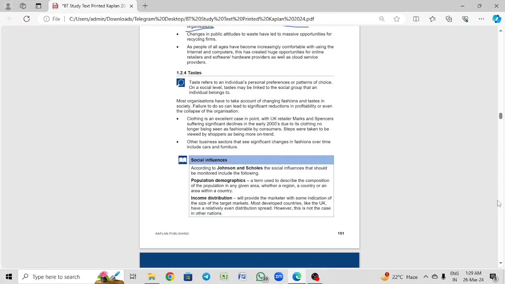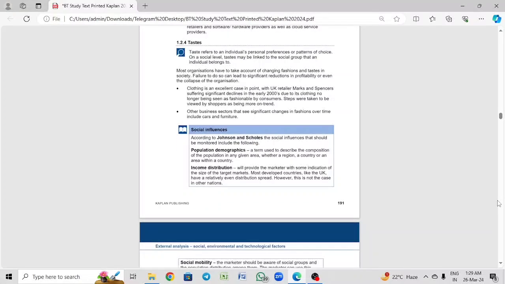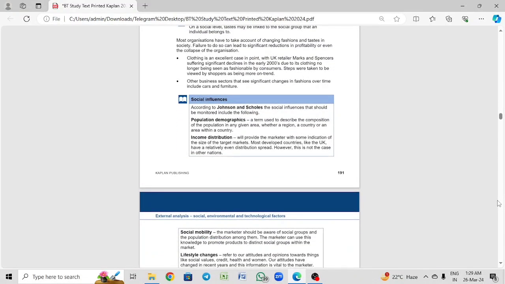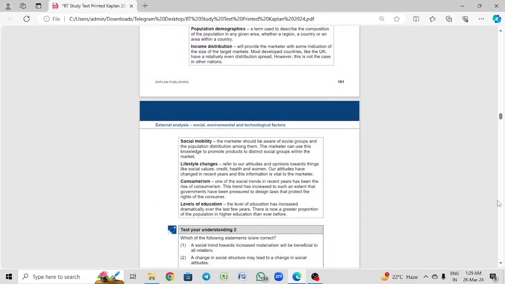Due to various weather changes or climate changes, social factors keep on changing. It's not that once the business analyzes the social condition of the environment, it will stay fixed. No, it keeps on changing. So it's like that.